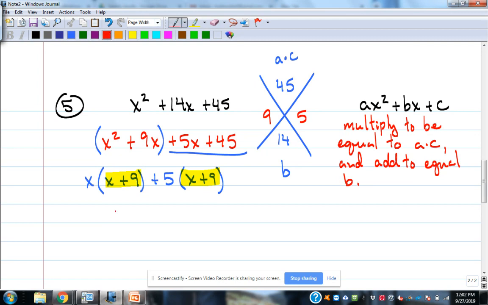All right, your factors are x plus 5 and x plus 9. It doesn't matter if you put the x plus 9 in the front and the x plus 5 in the back. It doesn't matter. Either way is fine. Okay?